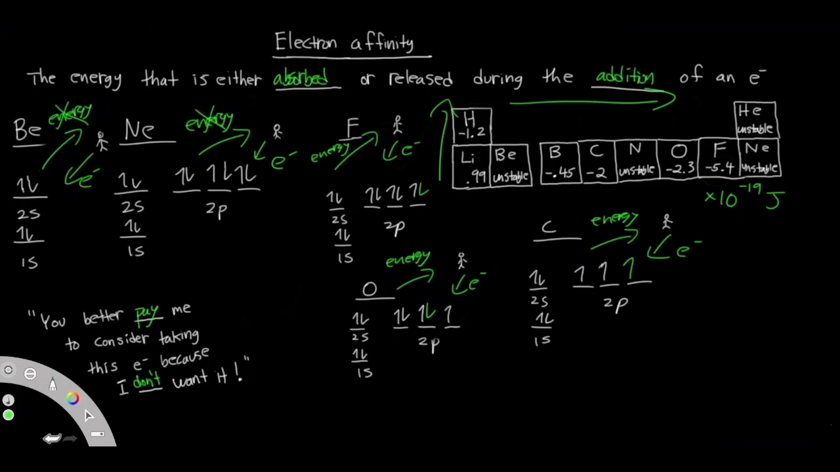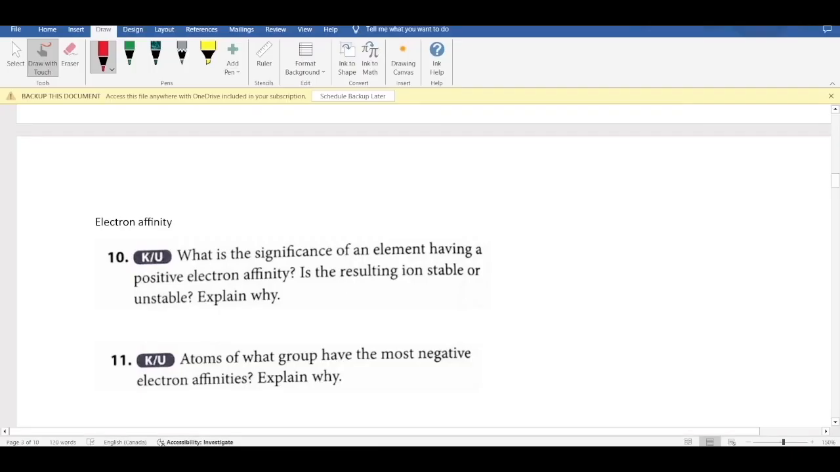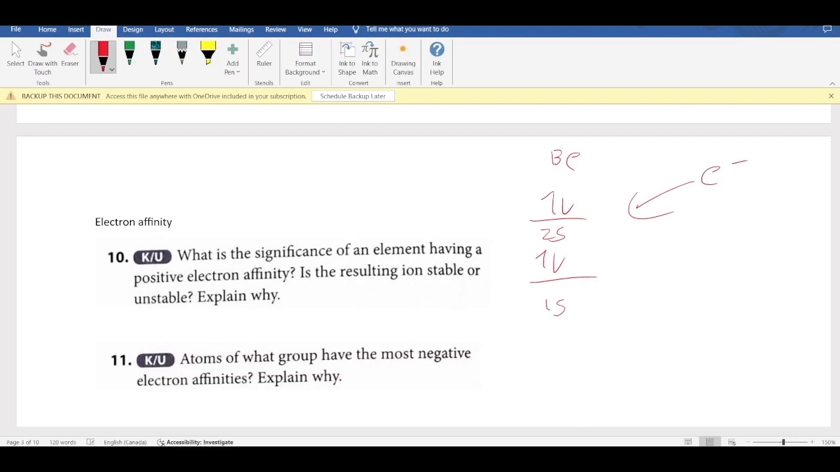Now let's have a look at 2 more questions here to end off. What is the significance of an element having a positive electron affinity? Well, let's have a look here at beryllium. If it's completely full, is the resulting ion stable or unstable if it takes an electron? It definitely does not want to take it. If you force it to take this electron, it would have a positive electron affinity. It absolutely does not want it, because if it takes it, this whole thing would become unstable. So the answer would be unstable.